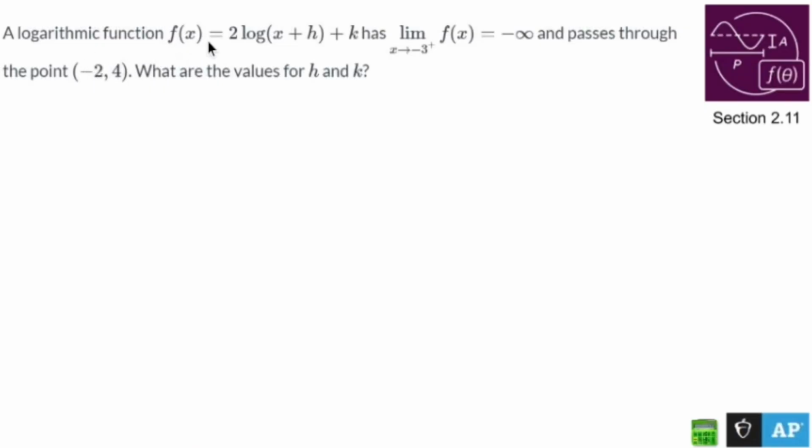A logarithmic function, f of x equals 2 log, no base. I wonder what that means. f of x equals 2 log of (x plus h) plus k has that limit where f of x is going to hit negative infinity as you approach -3 from the right. Oh, it also passes through the point (-2, 4).